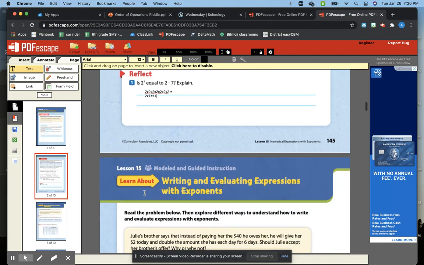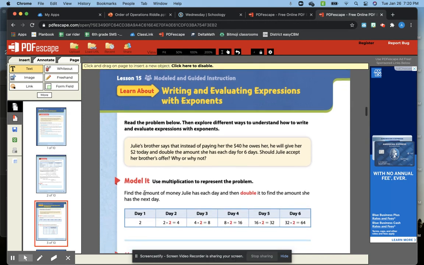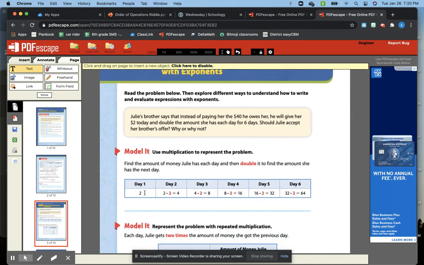So if we move on to page 146, it says, Julie's brother says that instead of paying her the $40 he owes her, he will give her $2 a day and double the amount that she has for 6 days. So should she accept the offer? Why or why not?